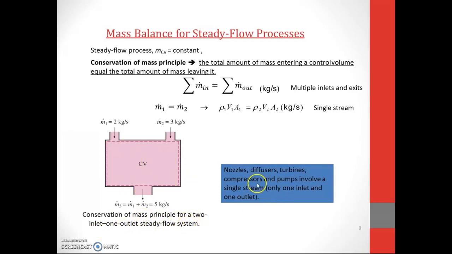The devices that these equations apply to are nozzles, diffusers, turbines, compressors, and pumps, which involve a single stream, only one inlet and one outlet. So we're going to use these equations to solve problems which involve these devices.